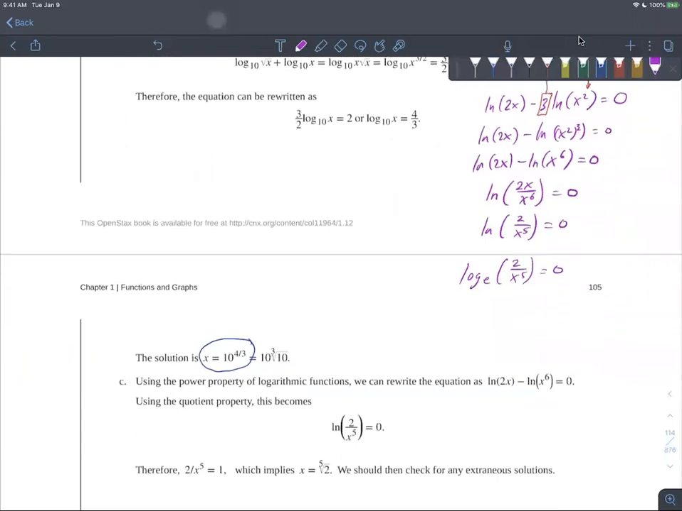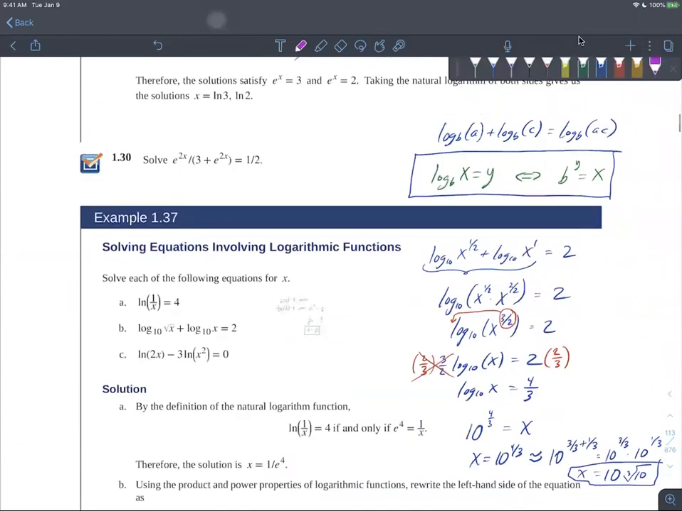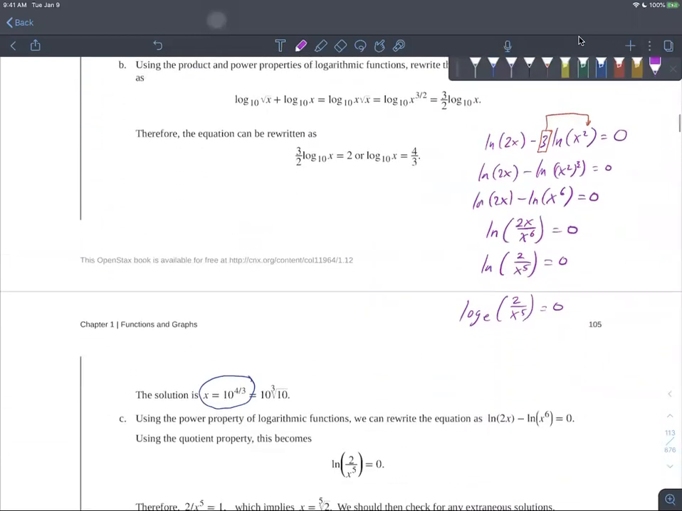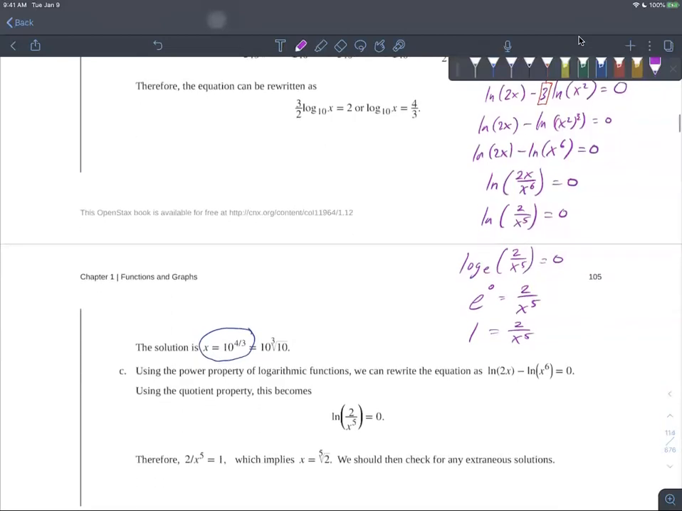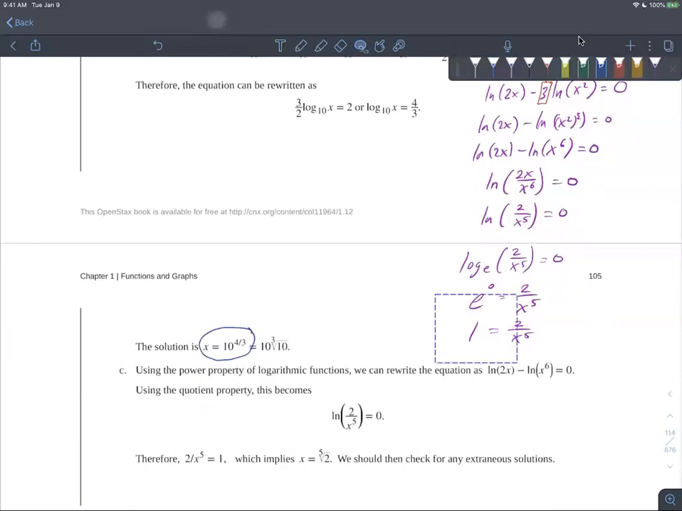We can then use that same equivalence, the one I keep saying is really important, to write the logarithm as an exponential. So this is e raised to the 0 equals 2 over x to the fifth. e to the 0 is just 1, so 1 equals 2 over x to the fifth. And then let's do what we did before, which is take the reciprocal of both sides. So let me go ahead and scoot some stuff over.